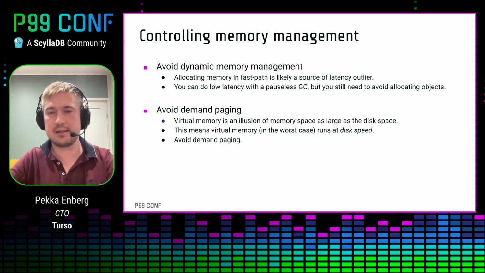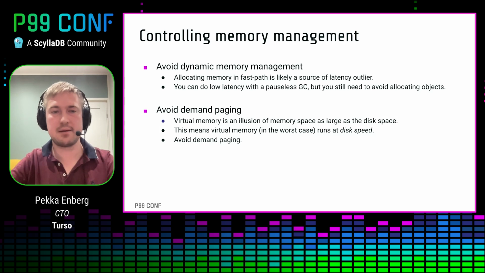Because basically the way the network stack worked, at least at the time, was that it had to allocate memory all the time for incoming packets and TCP segments and stuff like that. So really, try to build systems that avoid using dynamic memory management. And sometimes people think that if you have a garbage collector, you can do low latency. You can with a pauseless GC, for example, but you still have the same symmetric problem. You need to avoid allocating objects in the fast path, and I also made this mistake many times.